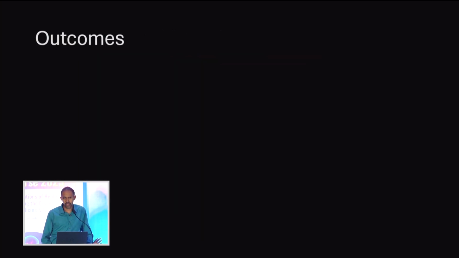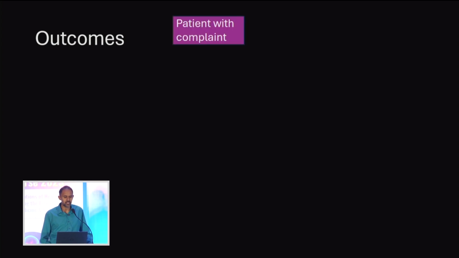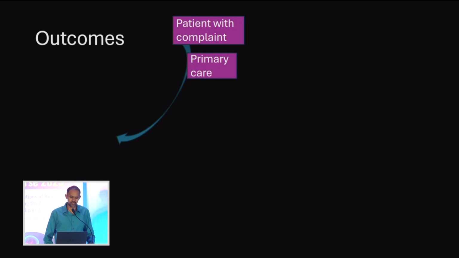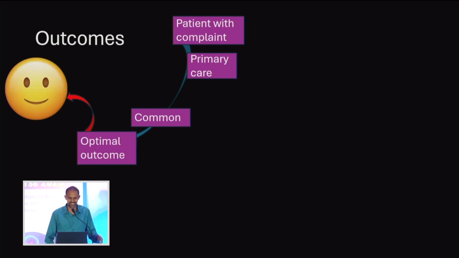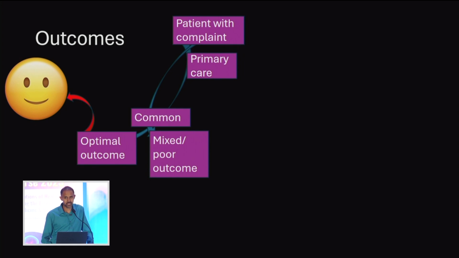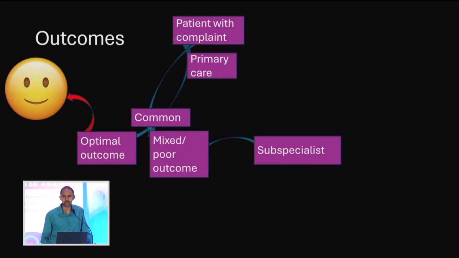So when we talk about outcomes as common and uncommon, you get a patient who has a complaint. They go to the primary care doctor. The primary care guys are pretty good. If it's a common condition and they get an optimal outcome, everyone's happy. Yay, done, right? Primary care does get stumped at times. Sometimes they don't get the best outcomes. Now, primary care doctors have an option to send it to a subspecialist.